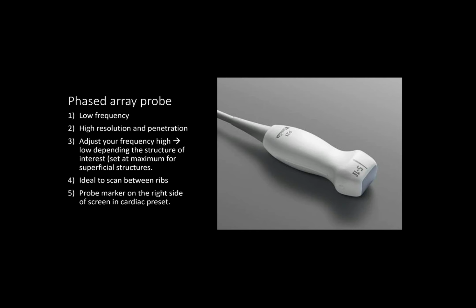So for echo, we use a phased array probe, which is a low frequency and high resolution probe. You can adjust your frequency, as the probe has a range of adjustable frequencies. If you want to see superficial structures, you can increase your frequency, and if you want to analyze deeper structures, you can decrease your frequency.